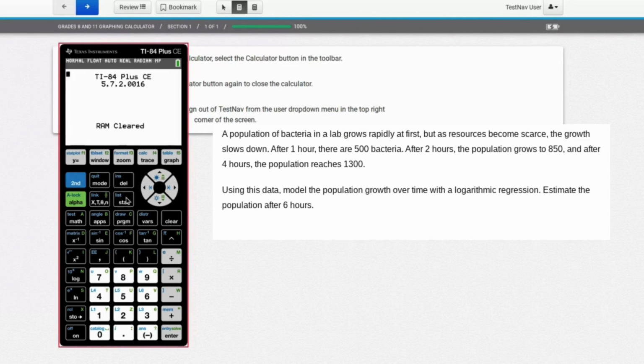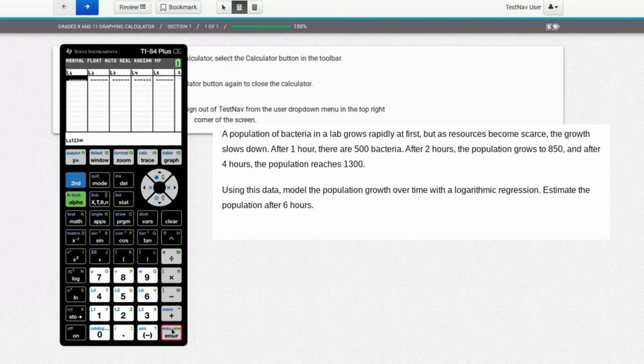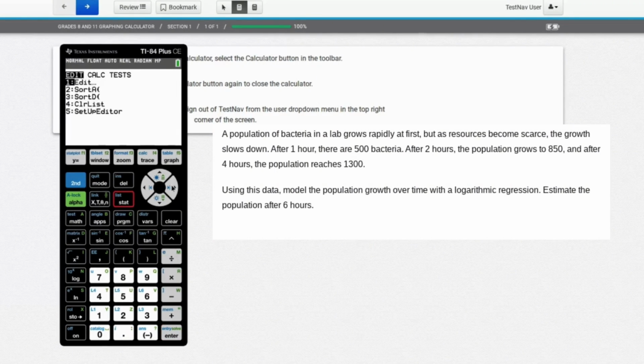Okay, same exact thing. Stat, edit. We're going to type out 1 hour, 2 hours, 4 hours, and then we're going to move over and line 1 up with 500, 2 lines up with 850, and then 4 lines up with 1,300. Okay? Stat, calc, hit 9 for ln Reg. I don't know why I didn't say that before. I don't really care about the equation. I just care about using the equation. So I'm going to store RegEQ, vars, Y-vars, enter, enter. And then if I hit calculate, there's my equation.